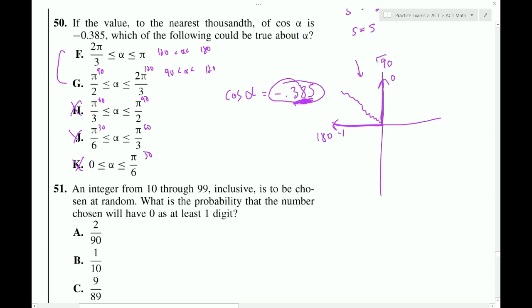So we know we're closer to 90 than we are to 180. So we don't want to be anywhere near 180, okay? We want to be at G, somewhere between 90 and 120. Make sense?